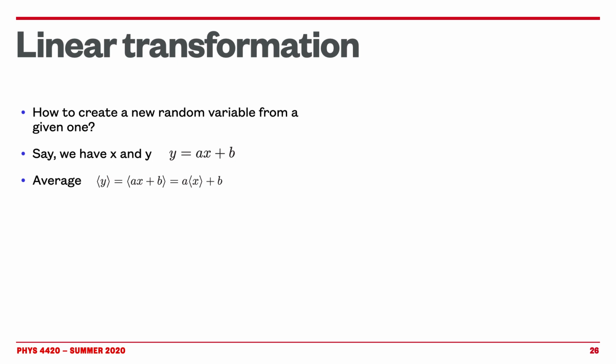So linear relationship means that I need two parameters, A and B, B being the shift and A being basically the scaling factor. And so you can calculate the expectation value of Y, and you see very quickly by applying the formula that the expectation value of Y will be A times the expectation value of X plus B. It looks like something fairly trivial, but it's actually a very important result that we're going to use later, that knowing the expectation value of a random variable allows me to know the expectation value of a function of that variable.